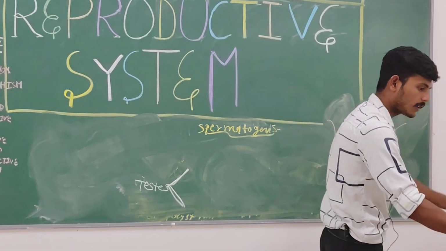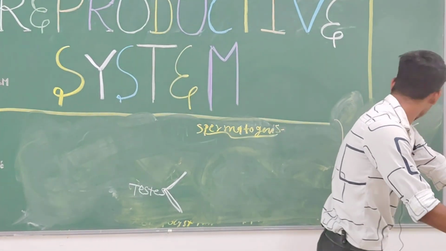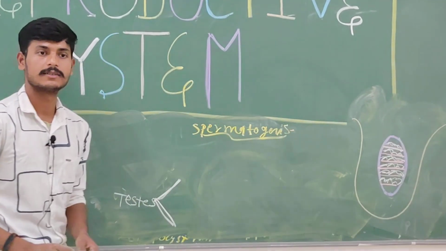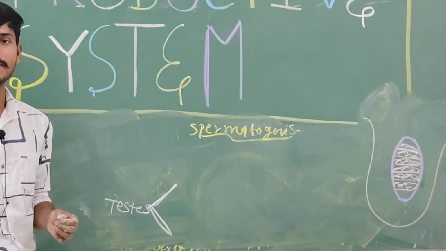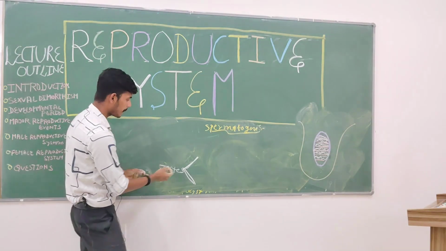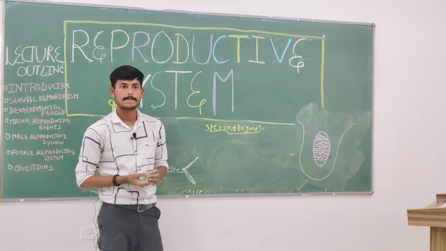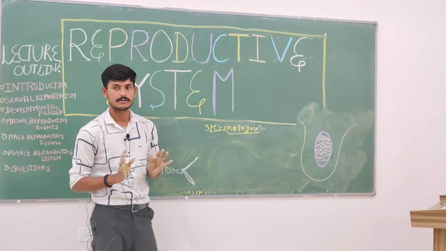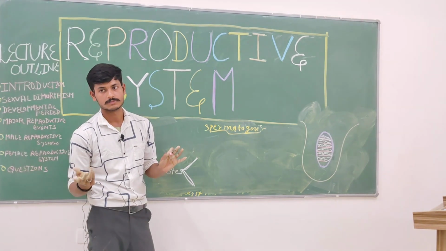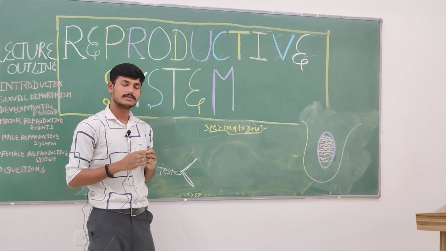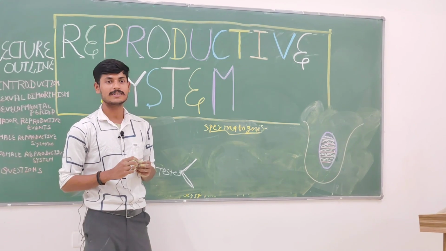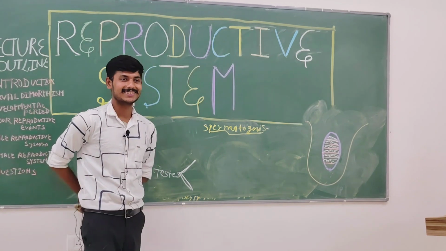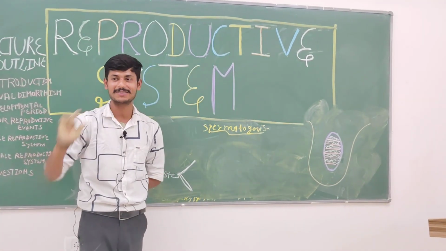Now, you know that these seminiferous tubules contain two types of cell. Can you name them quickly? Don't you know? Do you know about the nurse cell or Sertoli cell? Don't know? Then how do you know spermatogenesis? Simply, the formation of the sperm is called spermatogenesis.